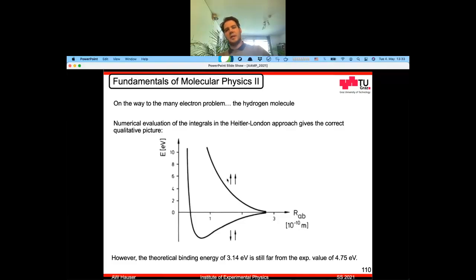Okay, so this method we call the Heitler-London approach is a nice first step, and it gives us a bound state and a good approximation of the actual equilibrium distance, but the theoretical binding energy is still quite far from the experimental value. So it is just an approximation, and we would like to improve on that.